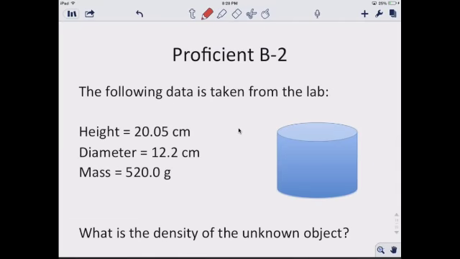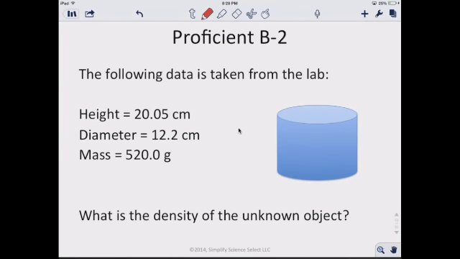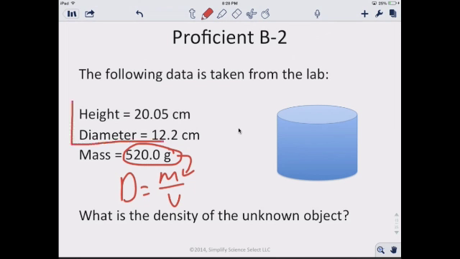Moving on to our next question. On this one, it says the following data is taken from the lab. What is the density of the unknown object? So remember, density equals mass all divided by volume. We have our mass, it's right here. That's our 520 grams.